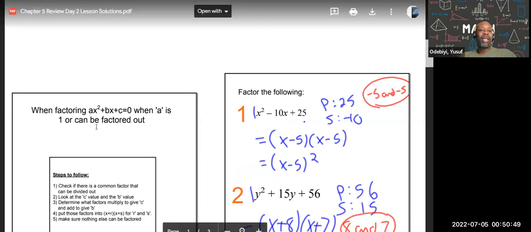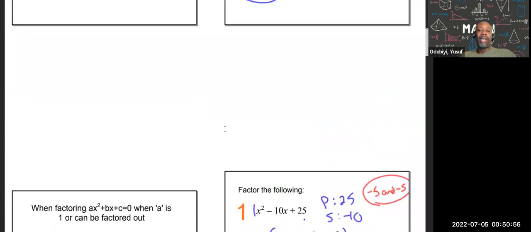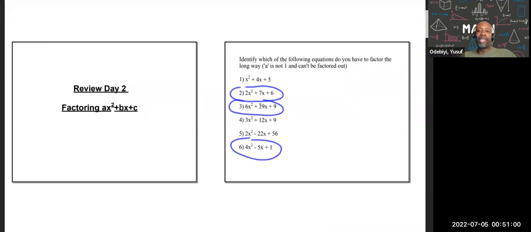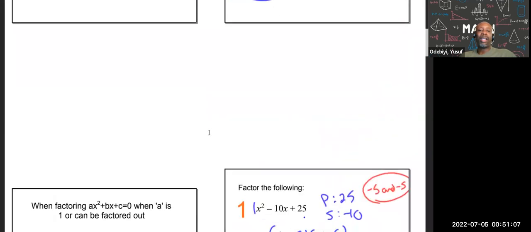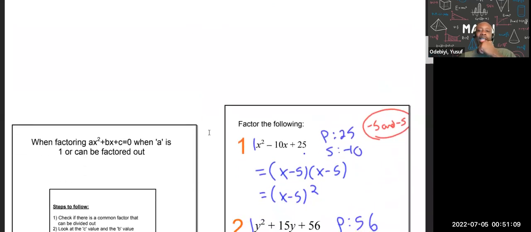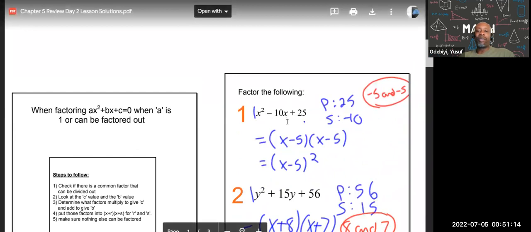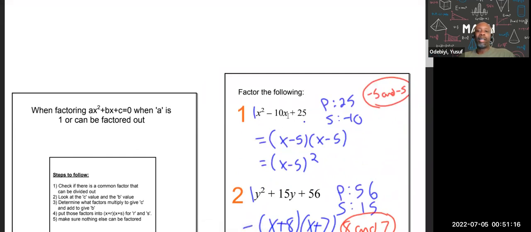So when factoring something like this, where A is not 1 and it cannot be factored out, we couldn't factor out the A. So 2 cannot come out of the 7, 6 can't come out of the 29, and 4 can't come out of the 5. So you have to factor it a different way. And this is the different way that we have to do. So we're going to look at it like this. Look at the first term. Okay, this is fine. This is an easy one. We can do sum and product rule here, right?